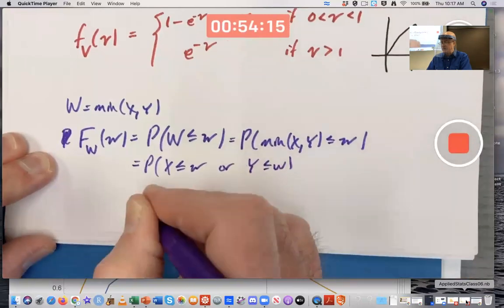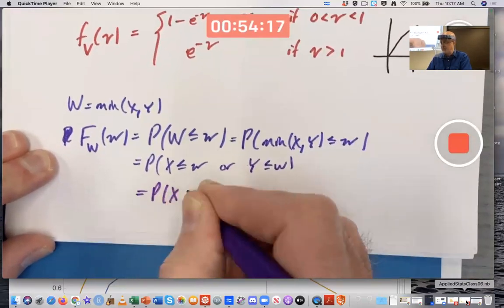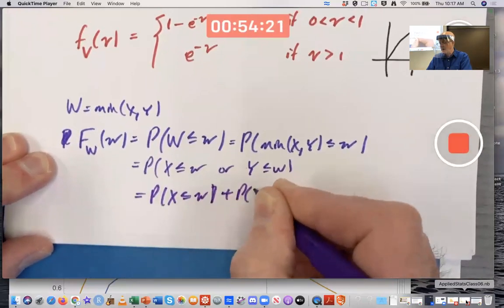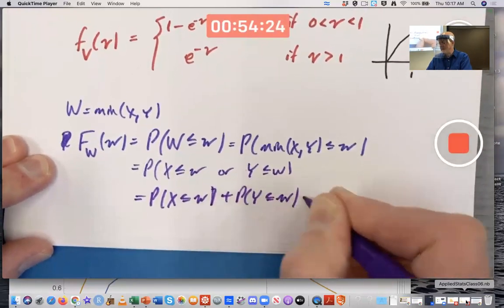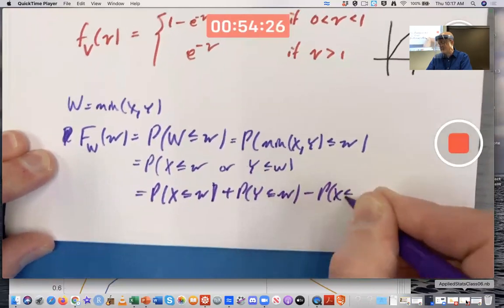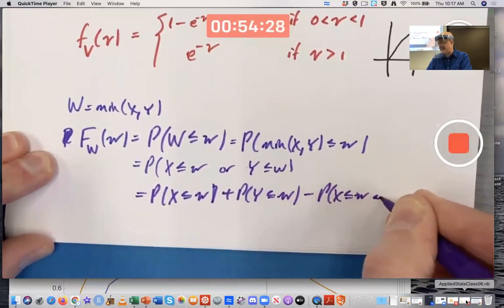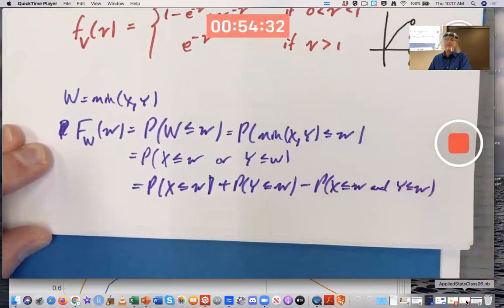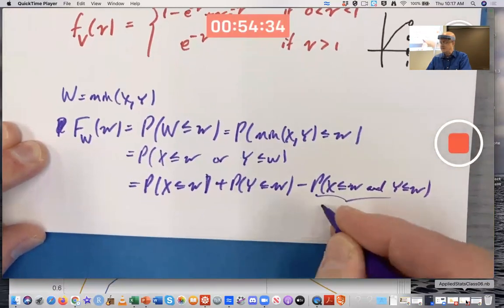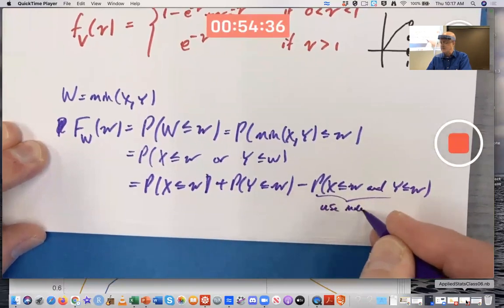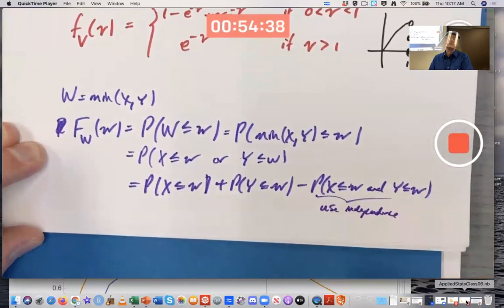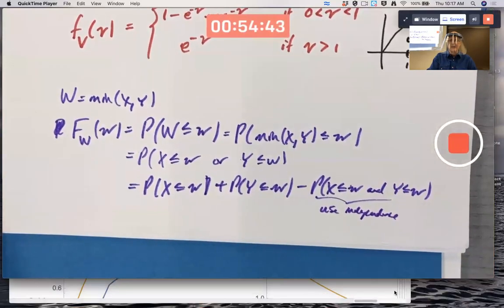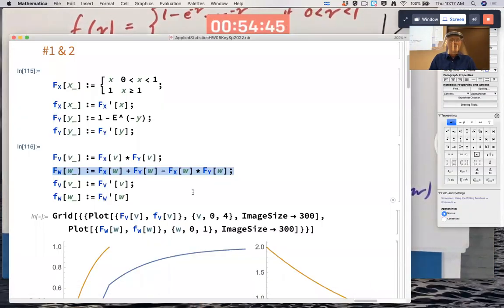But then you can use the addition rule. That's the same as the probability that X is less than or equal to W plus the probability that Y is less than or equal to W minus the probability that X is less than or equal to W and Y is less than or equal to W. And then with this one, you can use independence and write it as a product. So that's what I did here on that line.